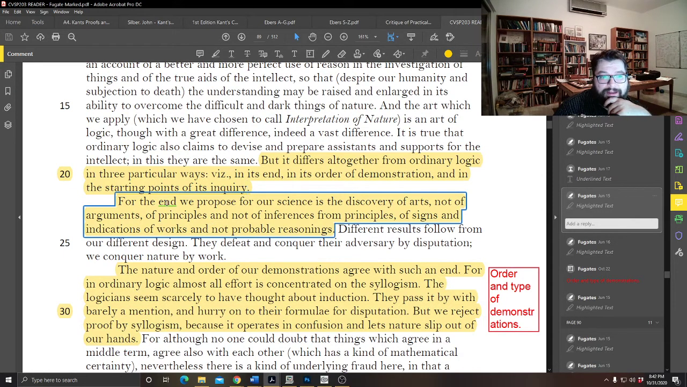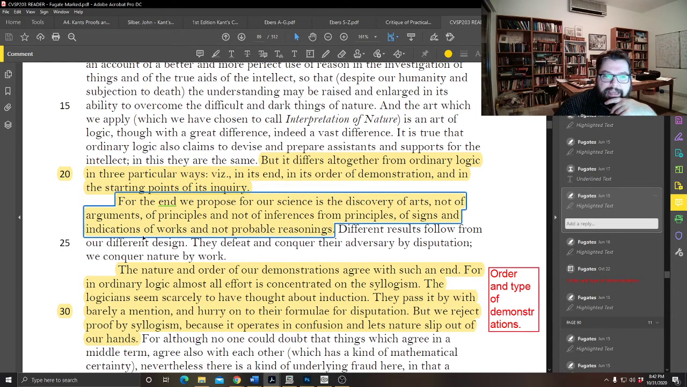So the end is the principles. Remember, principles means beginnings. So for everyone else, the beginnings were the beginnings. That's why they were called principles in the first place. That's why they were given that name. But for him, principles are the end, the last thing, the thing towards which you work.